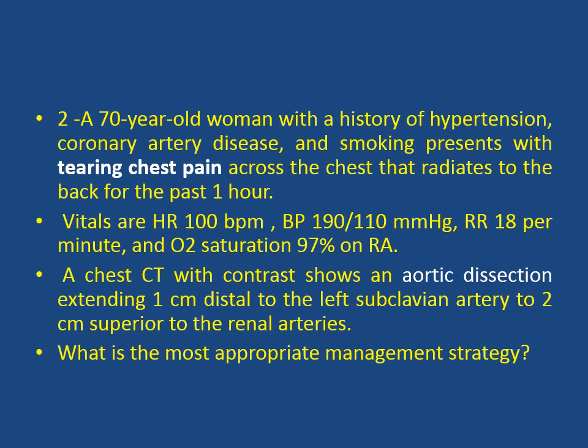Another case, a 70-year-old female with history of hypertension, coronary artery disease, and smoking presents with tearing chest pain across the chest that radiates to the back for the past 1 hour. Her vital signs include heart rate 100 beats per minute, blood pressure 190 over 110 millimeters of mercury, respiratory rate 18 cycles per minute, and oxygen saturation 97% on room air. CT chest with contrast shows evidence of aortic dissection extending 1 cm distal to the left subclavian artery to 2 cm superior to the renal arteries. What is the most appropriate management strategy?